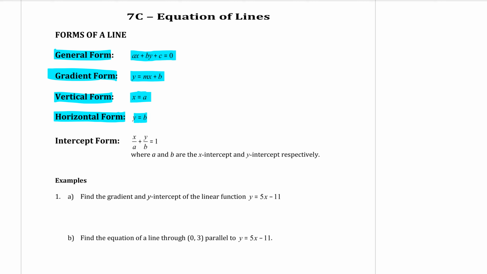And the last one mentioned here is the intercept form. If the equation is written in this manner, x over a plus y over b equals 1, then the a will be the x-intercept and the b will be the y-intercept respectively. Okay, so let's jump into the questions.